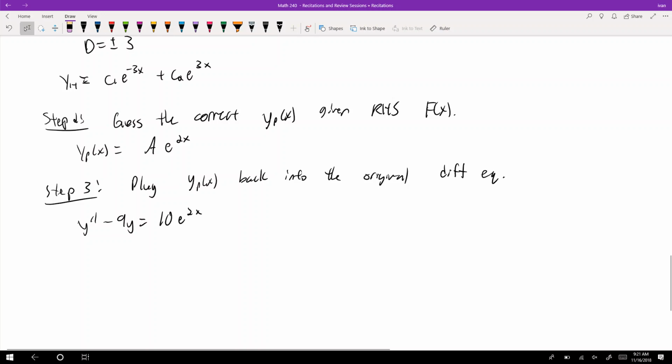And then yp of x is equal to a e to the 2x. Now, what's the highest order derivative that I need? 2, because I have a y double prime, so we just have to take derivatives of this guy. So yp prime of x is going to be 2a e to the 2x. And then yp double prime of x is equal to 4a e to the 2x.